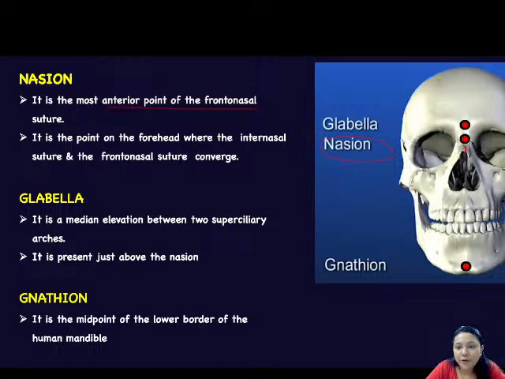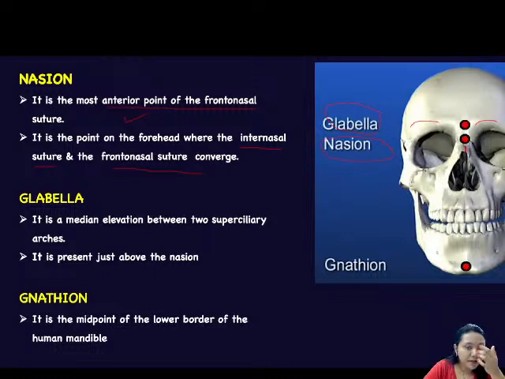Okay, now it is a point where the internasal suture, मतलब दो नाक के suture और frontonasal suture converge. ठीक है? तो Nasion होगा तुम्हारा anterior point of the frontonasal suture. What about the glabella? अभी तुम लोग को दिख रहा है, you know that we have eyebrows, right? So these are the superciliary arches. So the midpoint of the superciliary arches is known as your glabella.